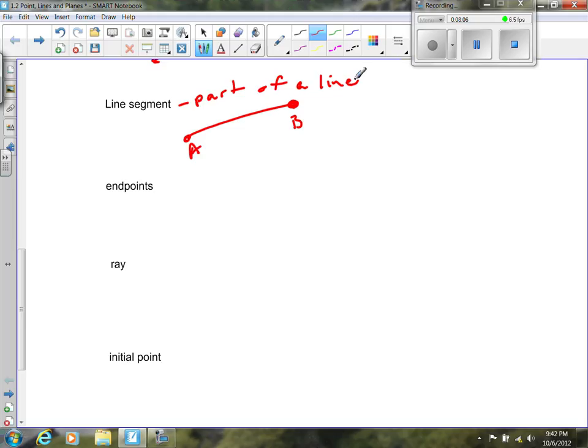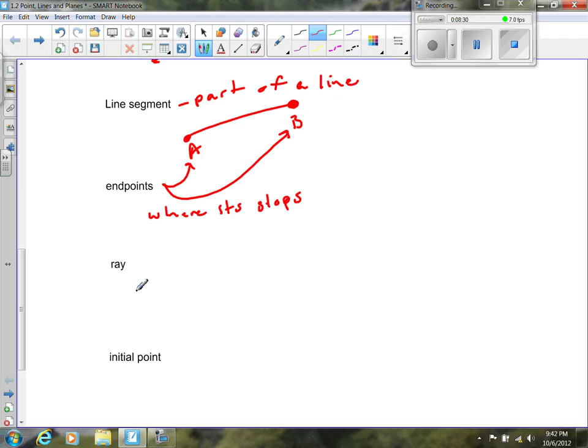Part of a line. Okay, it stops at A and B. A and B are the endpoints. Endpoints are where it stops. Just kind of like what you would think it would mean, right? Okay, so endpoints on a line is where it stops.